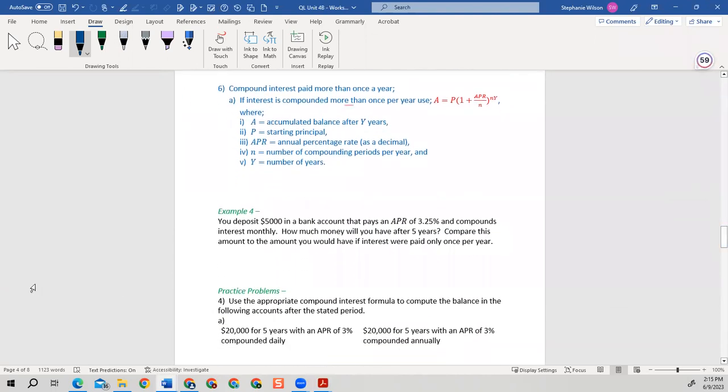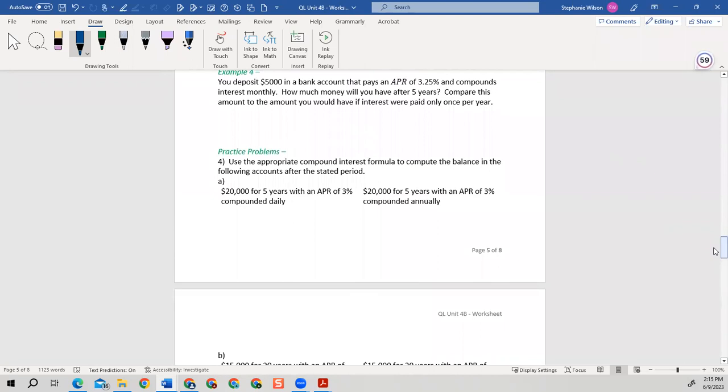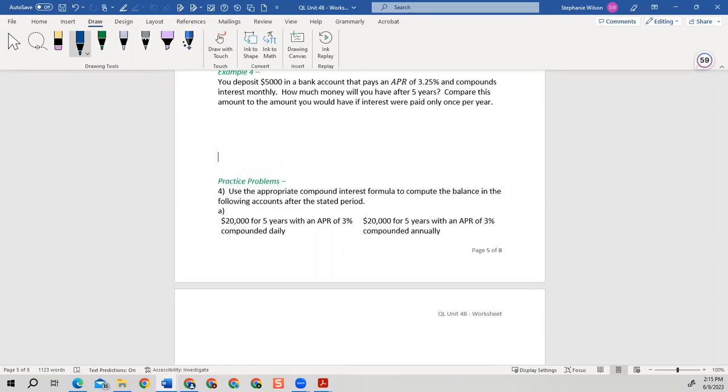All right, let's go to this next section. I'll give you a minute if you want to write it down. You may want to pause this to write it down so we can use the formula next. And let's move on. It says you deposited $5,000 in a bank account that pays an APR of 3.25% and compounds interest monthly. How much money will you have after 5 years? Compare this amount to the amount you would have if interest were paid once per year.